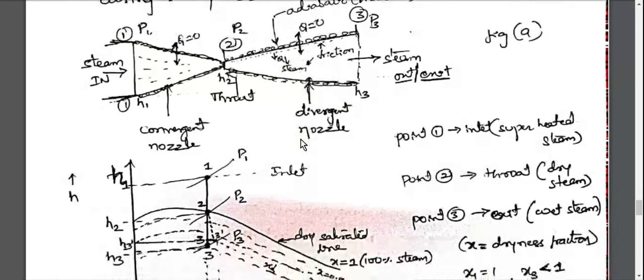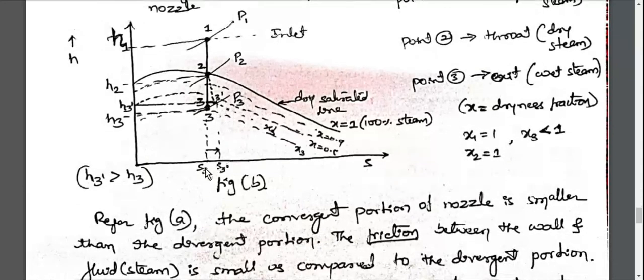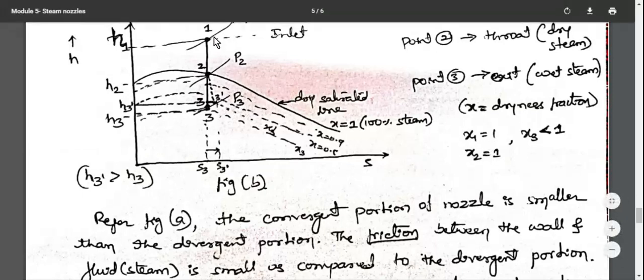Understood? It is very important. This question may be asked in GATE exams and interviews. Understood? So the quality of steam also increased, and the enthalpy of the steam also increased. That is the effect of friction in the nozzle. See here, I have written H3 dash is more than H3. And at the same time, here X1 is equal to 1, that is purely superheated steam, and X2 is also equal to 1, that is, point number 2 is on the dry saturated line.